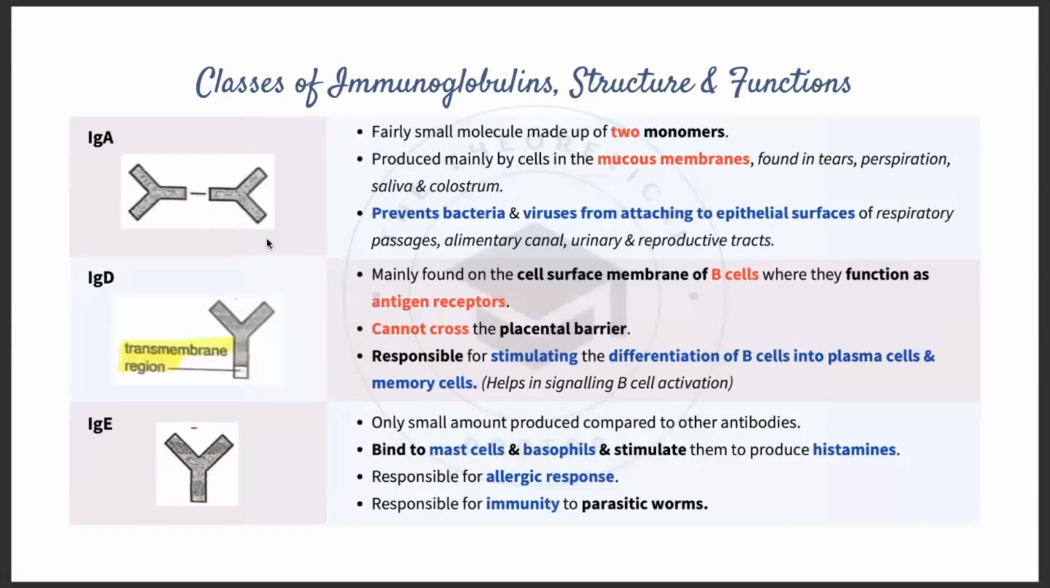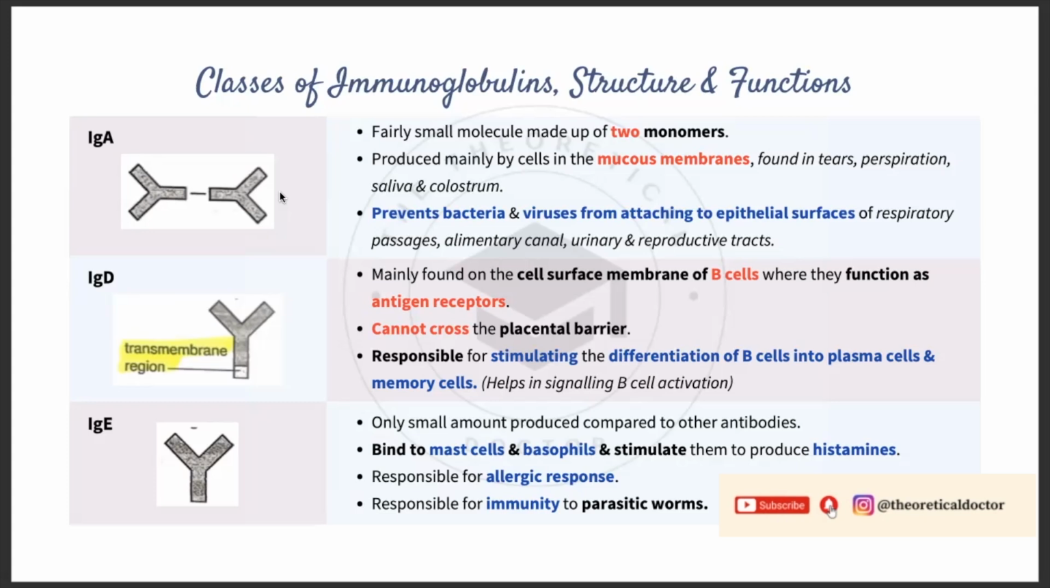Moving on, IgA, or immunoglobulin A. They are fairly small molecule made up of two monomers, as you can see over here, produced mainly by cells in the mucous membranes, also found in tears, perspiration, saliva, and colostrum.